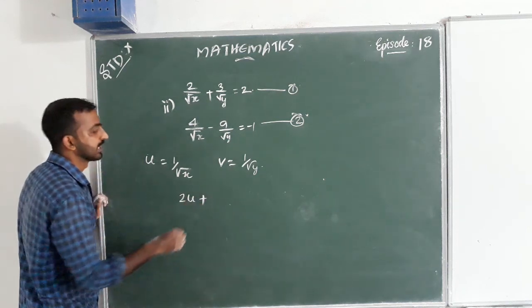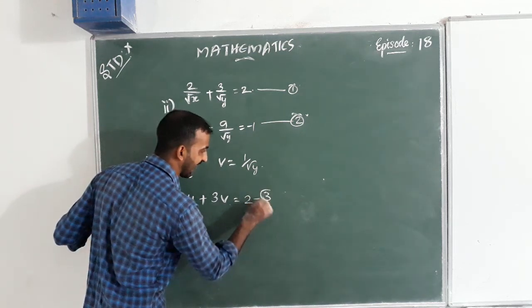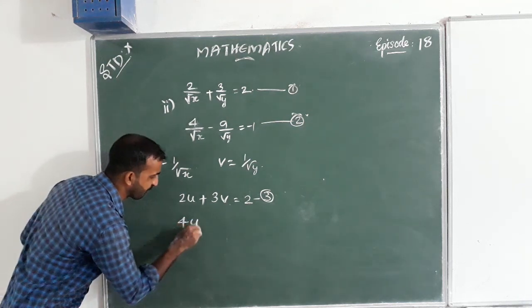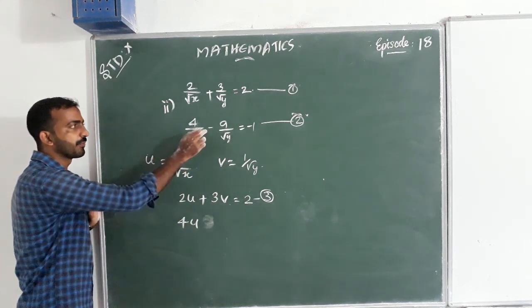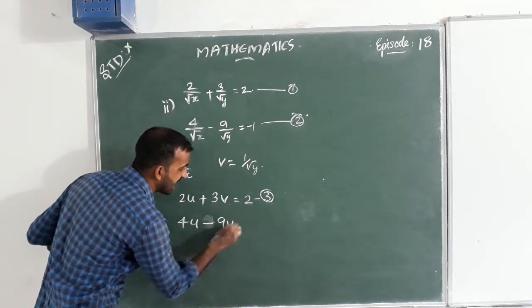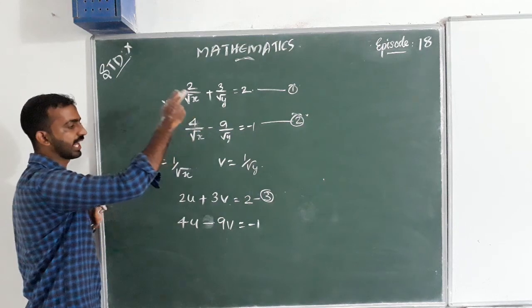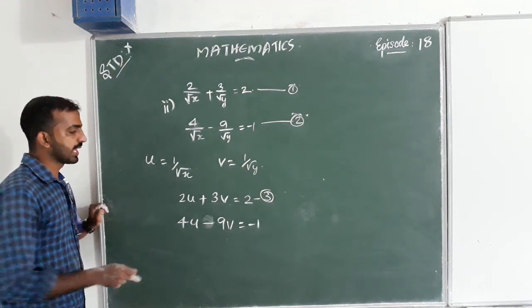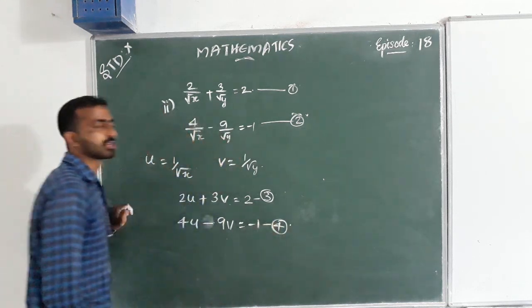2u plus 3v equal to 2. That is equation number 3. And the next one is 4u, sorry, here it is not plus, it is minus, 4u minus 9v equal to negative 1. So 2u plus 3v equal to 2 is equation number 3, and 4u minus 9v equal to negative 1 is equation number 4.